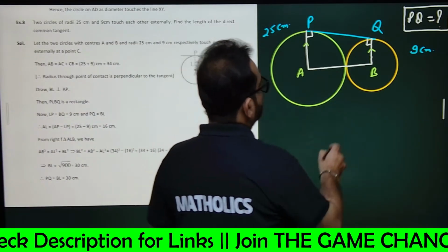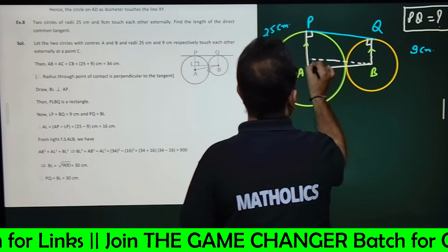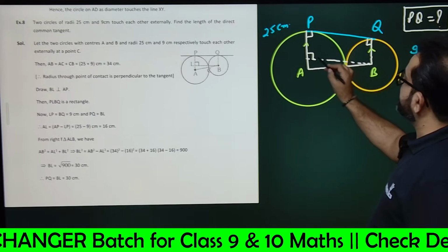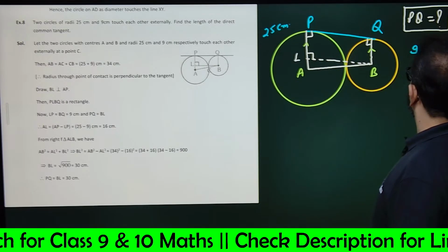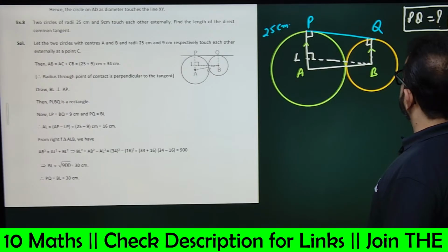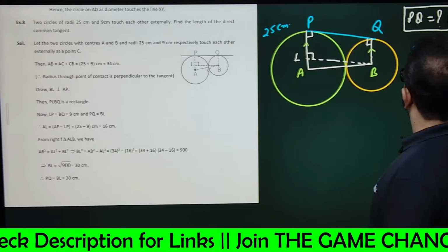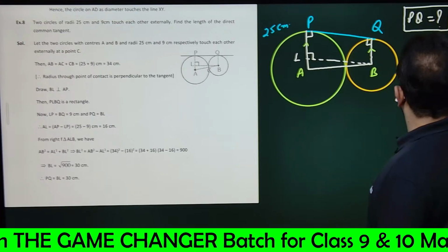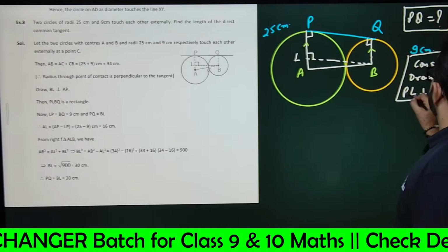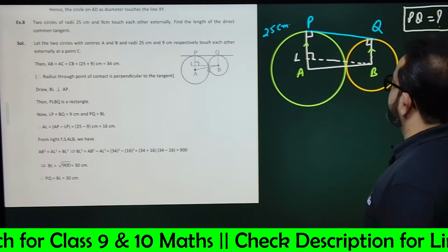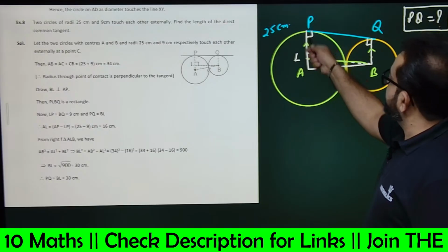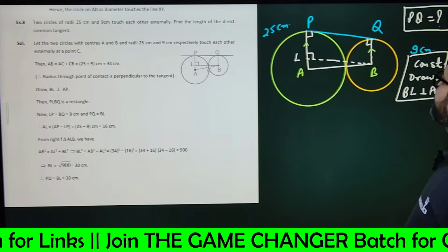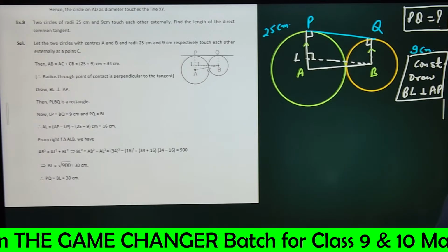Right. So, we draw a perpendicular from here to here. Let's say this point is L. Draw BL perpendicular to AP. This is a construction which we have to do. Clear? BL, this line, is perpendicular to this line. Okay. Now, you have to find the length of PQ.